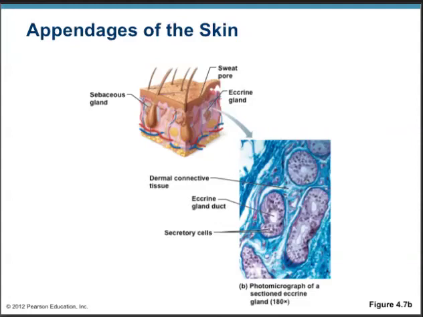There's two types of sudoriferous glands, eccrine and apocrine. The eccrine have ducts that open directly onto the skin surface from deep within the dermis, while the apocrine sweat glands have ducts that empty into hair follicles, particularly in the axillary and the inguinal region, and they begin to function primarily at puberty. They release a sweat that also contains fatty acids and proteins, and as a result contributes a lot to body odor as the bacteria break down those products in those secretions.